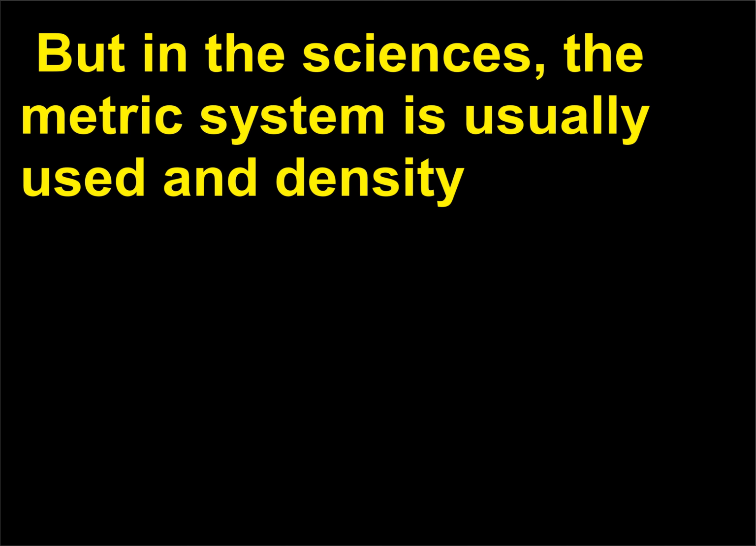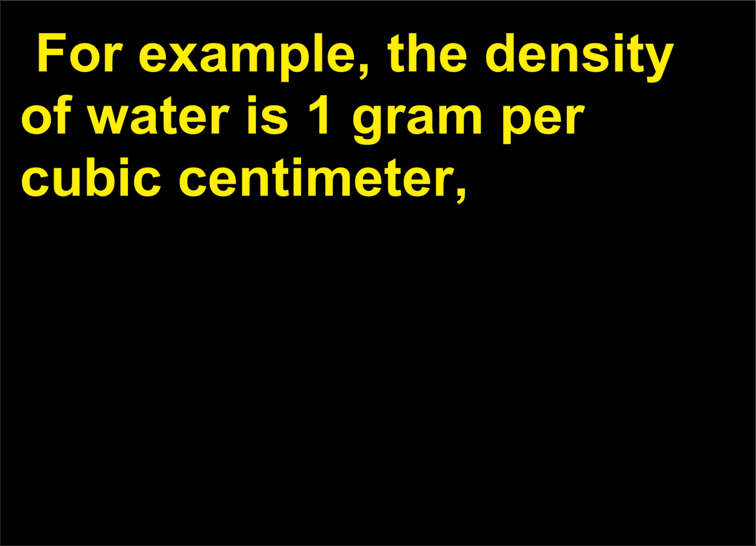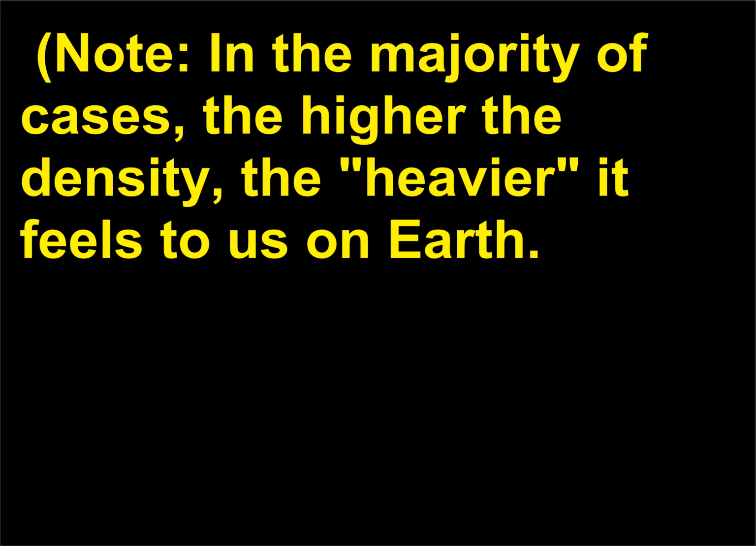But in the sciences, the metric system is usually used and density is measured in grams per cubic centimeter, or grams per milliliter. For example, the density of water is 1 gram per cubic centimeter. Lead is 11.3 grams per cubic centimeter, and gold is 19.32 grams per cubic centimeter. Note, in the majority of cases, the higher the density, the heavier it feels to us on Earth.